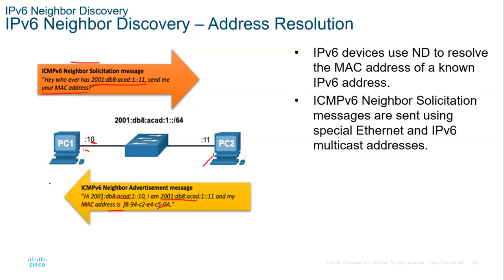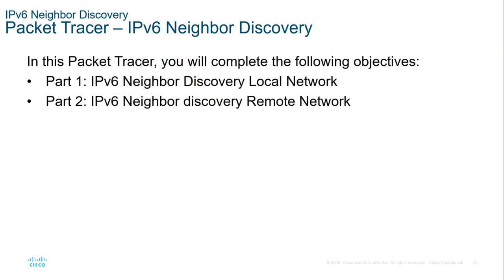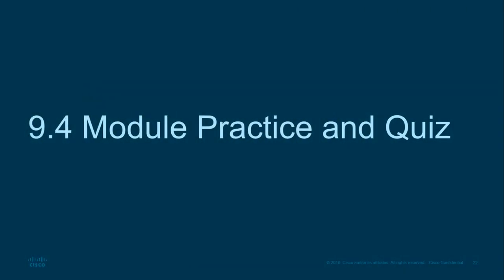packet to PC 2. In this Packet Tracer activity, you will complete the following objectives. Part 1, IPv6 neighbor discovery on a local network, and part 2, neighbor discovery on a remote network. So this one is on a local network, and this one is on a remote network, on different networks. And that marks the end of the chapter.